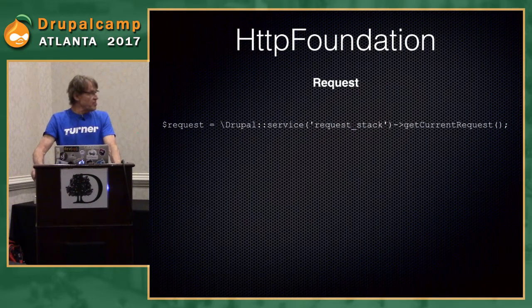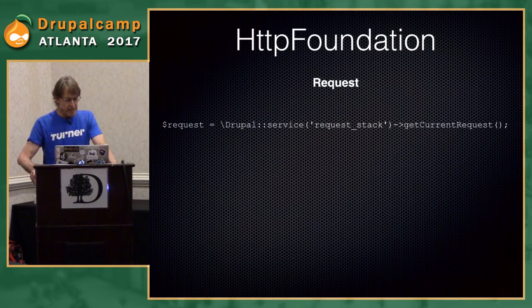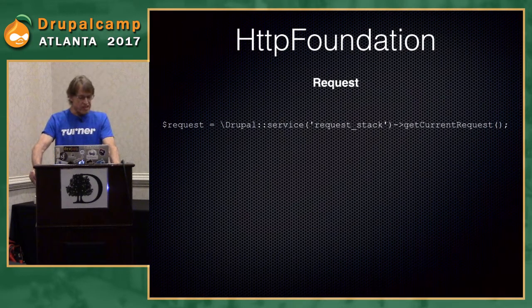So Drupal's request docs say that it's better to get a request from a service than to use that method. And what do you know? Drupal provides a service for that. It's called Request Stack. So if you get the request stack service and call get current request on that, that will get you the current request that you want to work on. And so this is really the best way if you need to get a request object. This is the way you want to do it.